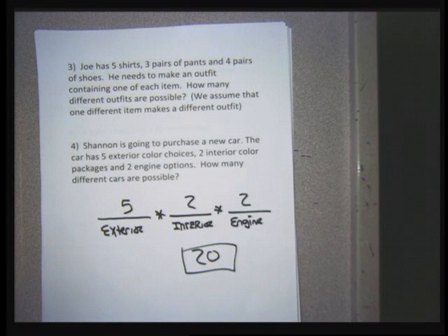So having a red car with a gray interior and a 4-cylinder engine is different than having a white car with a gray interior and a 4-cylinder engine. If one option is different, then the car is considered different. So your Joe problem should work just the same way. It should work just the same way as the example that we did.